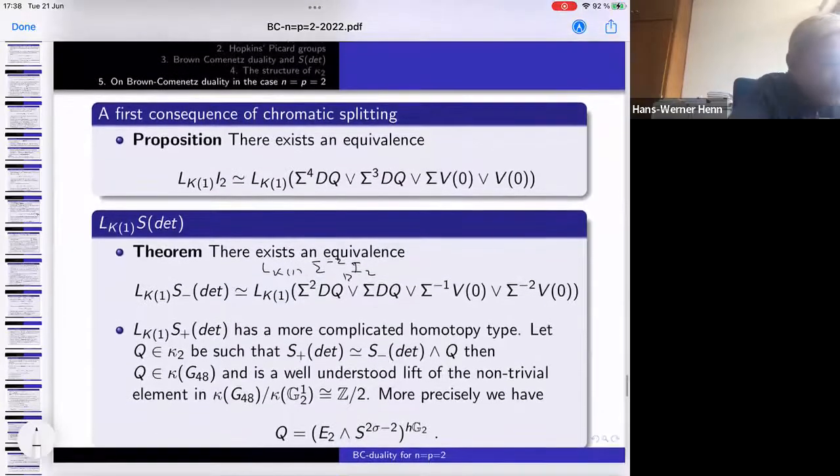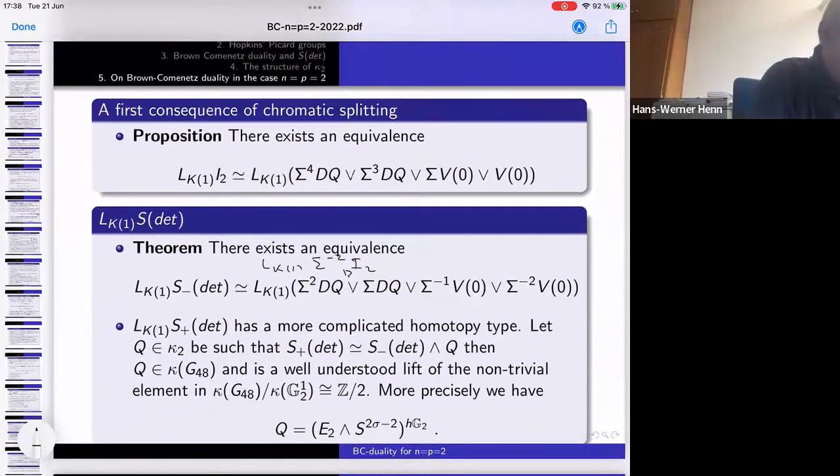In fact, there is a unique Q in kappa 2 such that S plus det is equivalent to S minus det smash Q. And this Q is a well understood lift of the non-trivial element in kappa G48 divided by kappa G21, which was isomorphic to sigma 2. That was sort of the middle filtration quotient in the subgroup filtration.